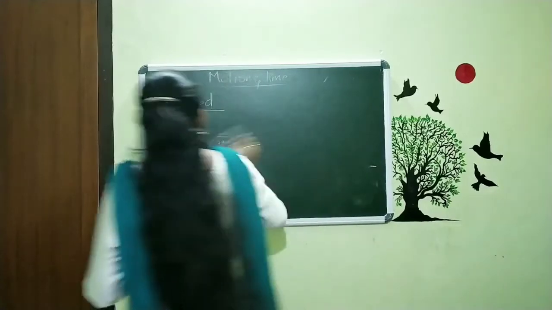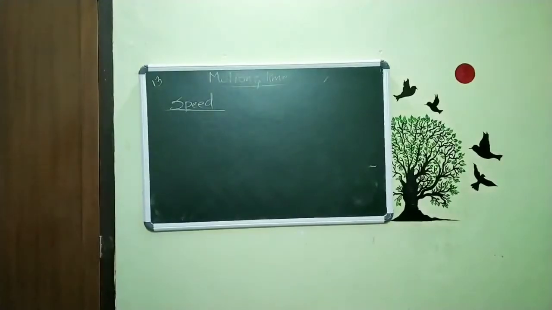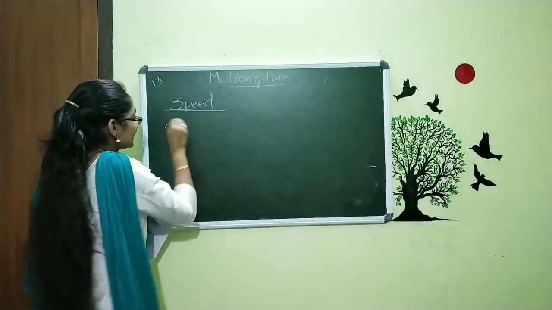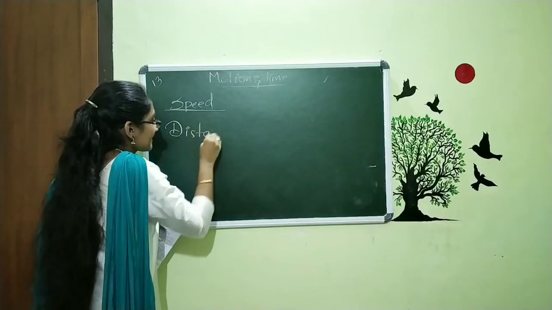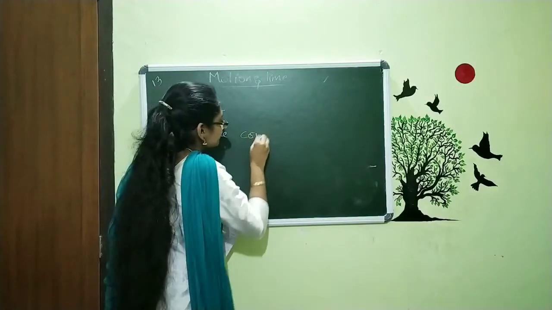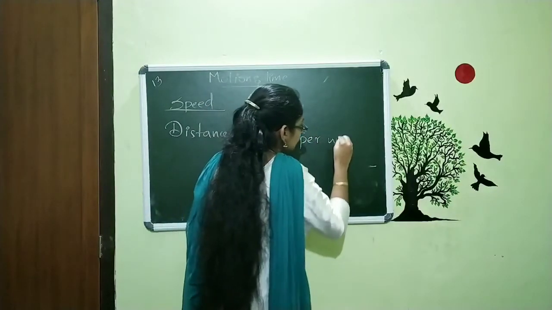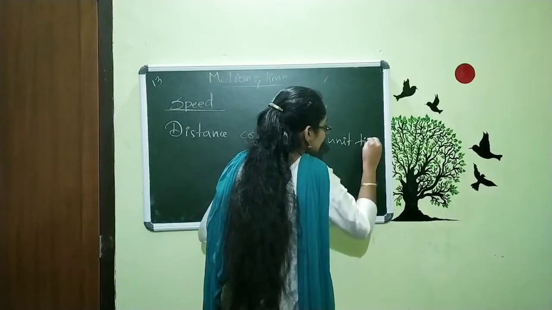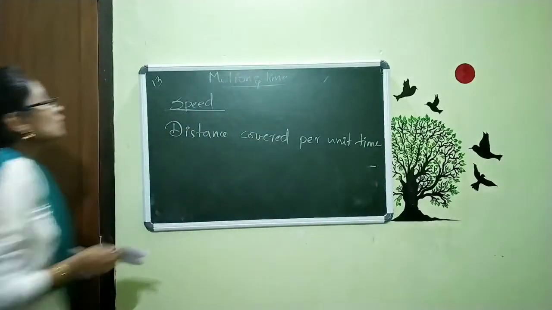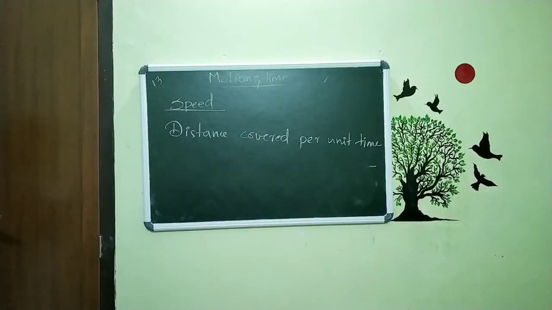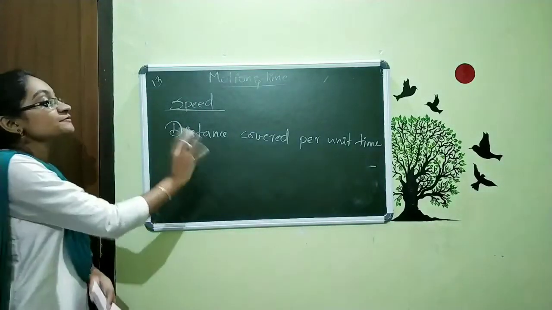it is the distance covered per unit time. So this is how we define speed. The distance covered by an object per unit time.